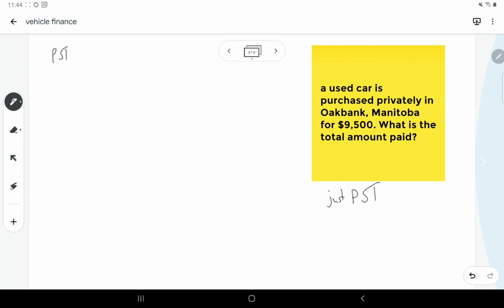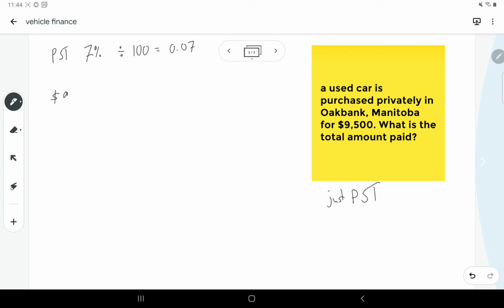If you remember, our PST is 7%. Okay, we convert it into a decimal, so divide by 100 equals 0.07. Now here's what we can do here. Here's the shortcut. Instead of taking that and multiplying it by the price and then adding that back together, we can skip a couple steps just by doing this.